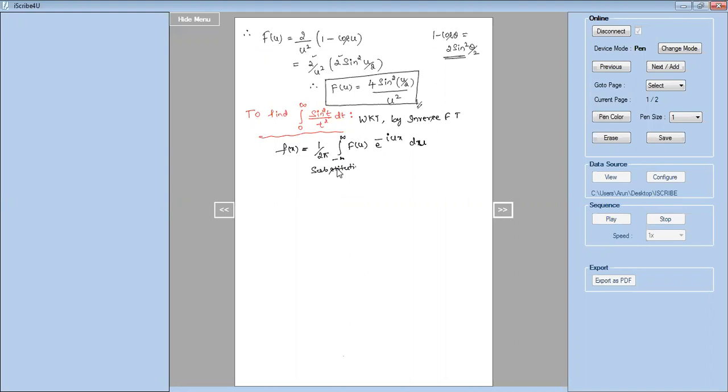Substituting f of u, we get f of x equals 1 by 2 pi integral from minus infinity to plus infinity of f of u, which is 4 sine square u by 2 divided by u square, into e power minus iux du. So the f of u that we got here, we have substituted, into e power minus iux, this is ux.